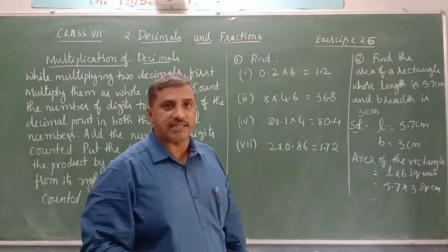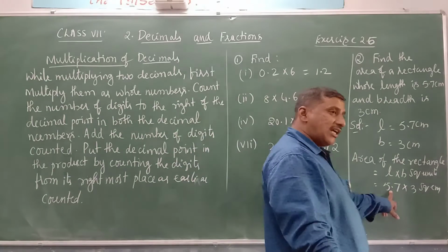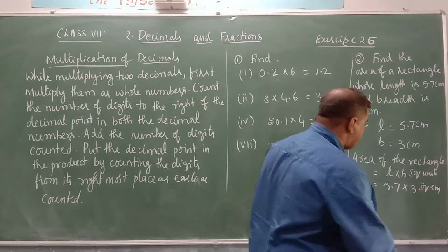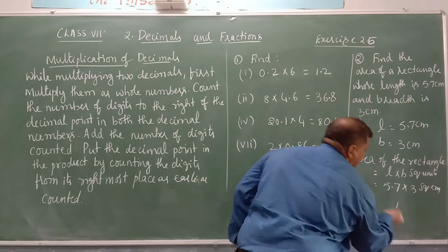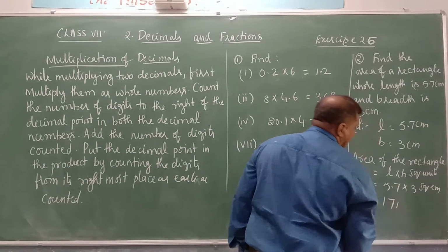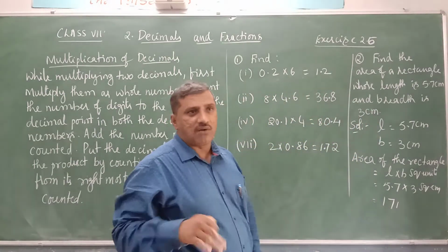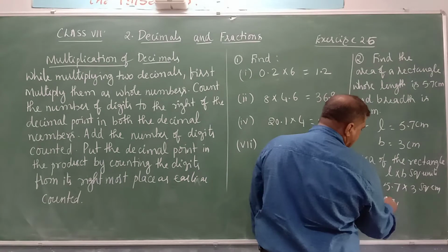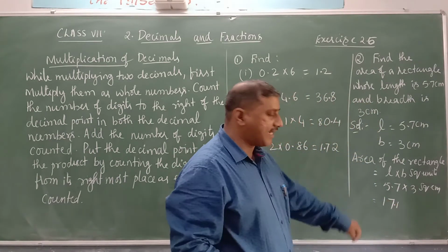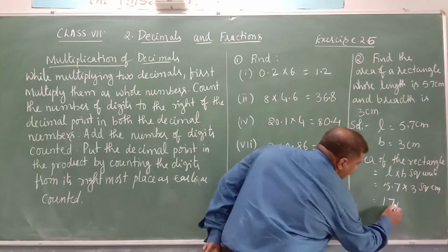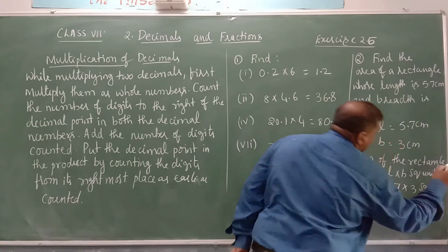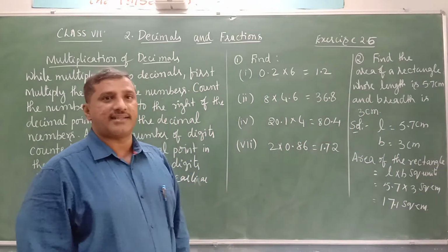Now multiply 5.7 with 3. So ignore the decimal point and treat it as the whole number 57. Multiply with 3. 3 sevens are 21. 3 fives are 15. 15 plus 2 is 17. 171. Now count the number of digits after the decimal point. Only one digit is there. Therefore keep the decimal point after one digit. Hence it is 17.1. 17.1 square centimeters is the area of the given rectangle.